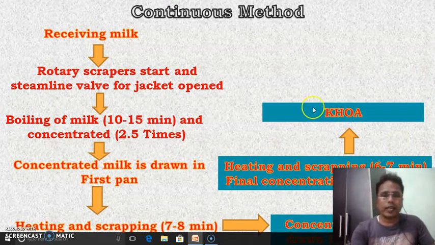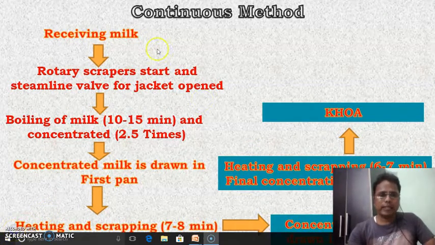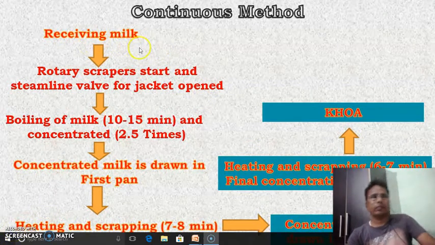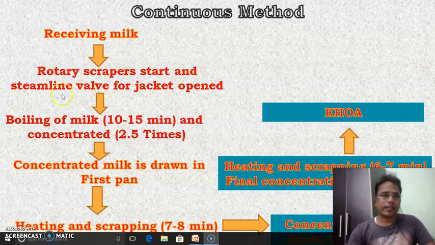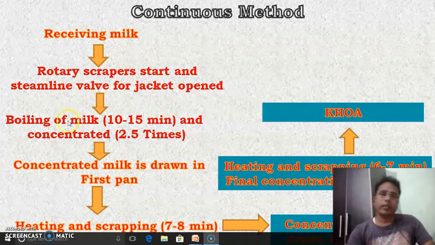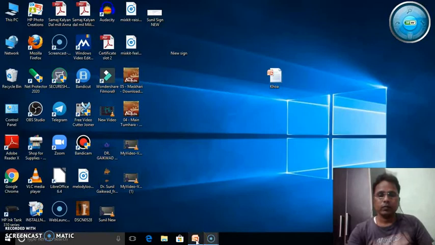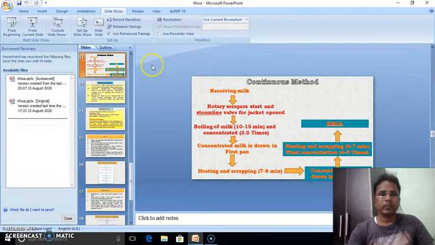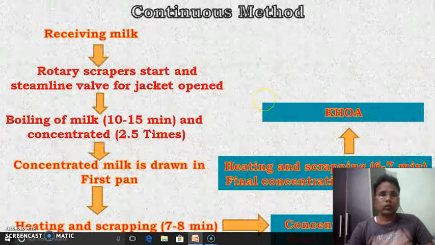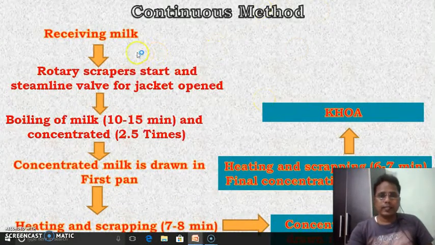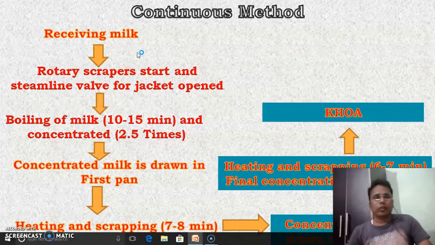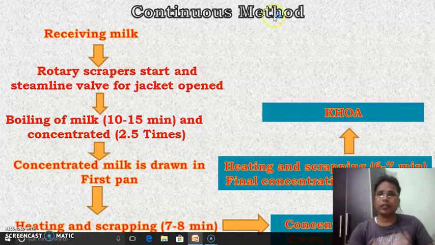This is the flow diagram which is given here for the continuous method. The same steps are also here: receiving milk, rotary scraper start, and steam line valve for jacket open, boiling of milk for 10 to 15 minutes, and then concentrate 2.5. So this is the flow diagram for the third method, that is the continuous method.